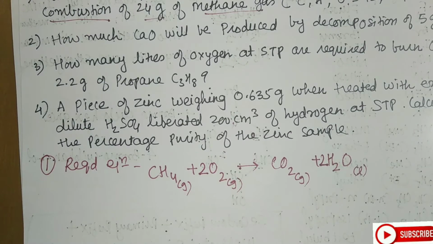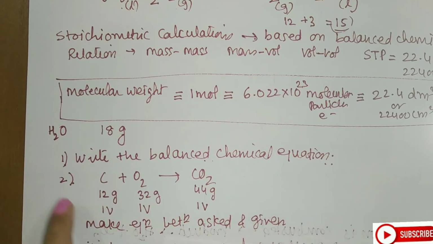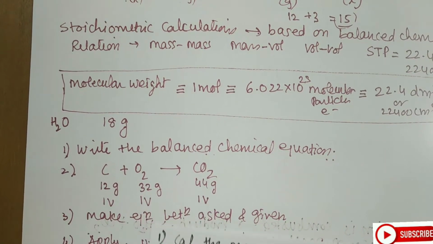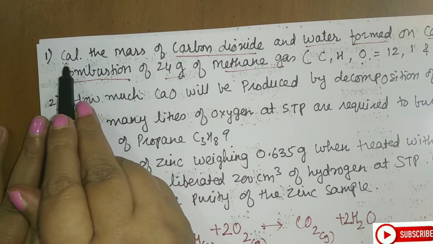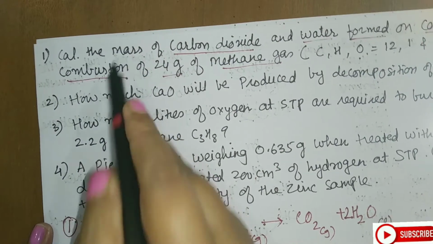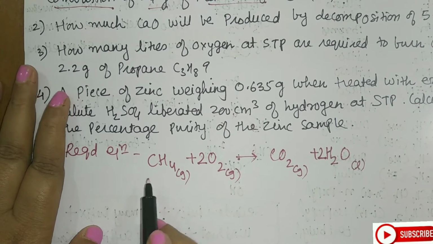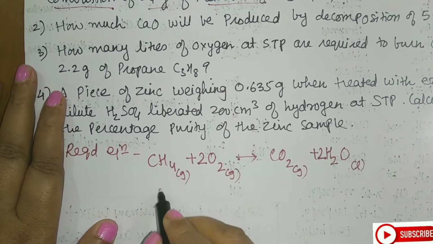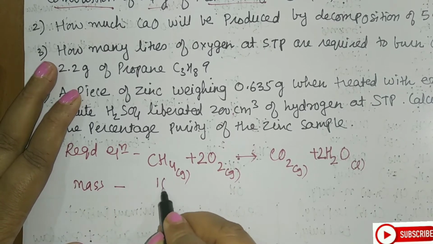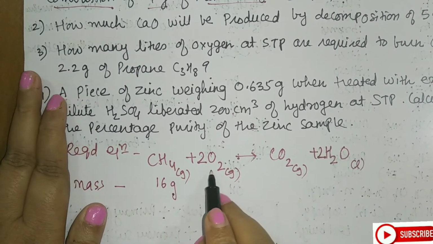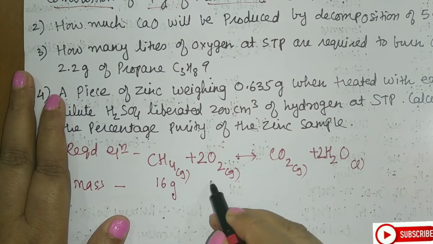Now next, what was the second rule, student? I have written the balanced chemical equation. Now the second is I have to write the mass or the volume according to the question. If you see the question, they are asking you to calculate the mass. So I should write the masses below each component. So let us calculate the molar masses. This will be 12 plus 4, so this will be 16. I will write here mass, so this will be 16 gram. Oxygen is 16 into 2 is 32, 32 into 2, this will be 64 gram.